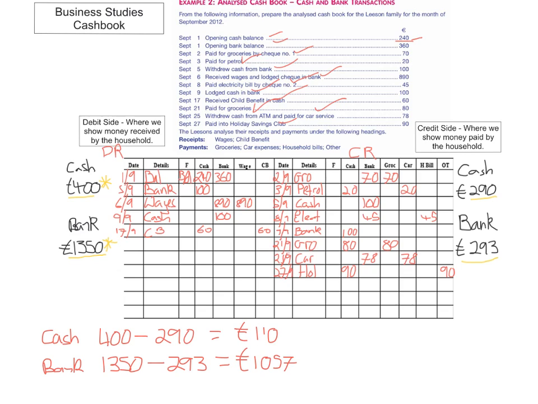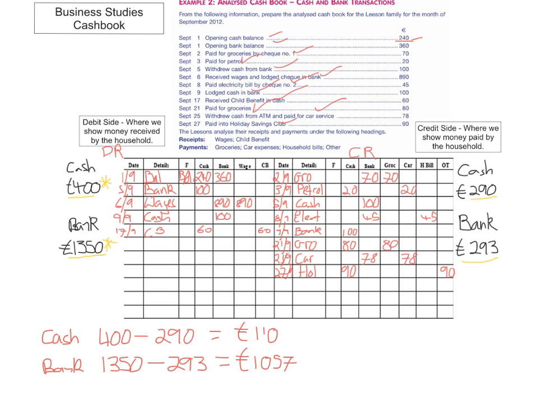So basically the whole thing with these cash books is they must balance at the end. So you have to figure out which side you need to add the difference into in order to make them balance. Do I need to add this 110 into this side, or into this side? Because this is going to be 400 and this is going to be 290, if I add 110 to 290, that will give me the 400, the same as this side. Likewise with the bank, I have 1,350 on this side, I've got 293 on this side, so if I add 1,057 to this side, then I'll have the same as this side, which is 1,350.